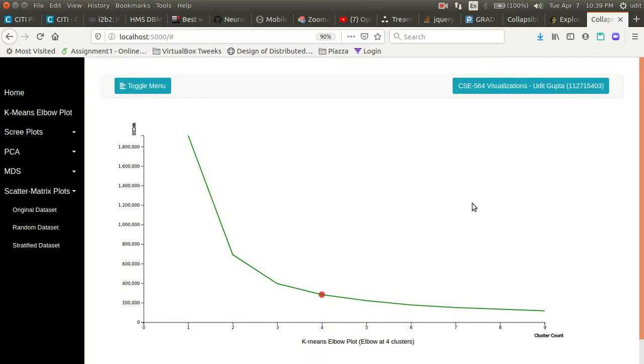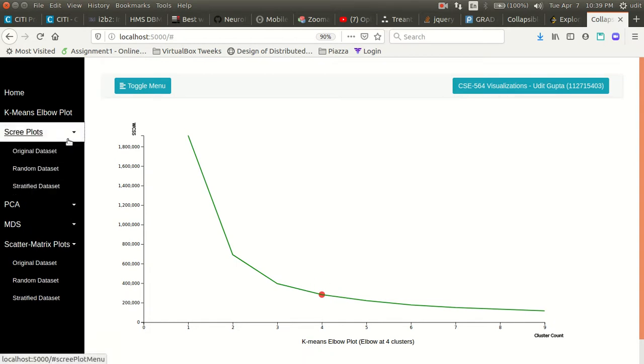The k-means elbow plot is a graph that will tell you what is the right number of clusters to choose for clustering the data. As we can see, it kind of forms an elbow, and at cluster number 4, or 4 clusters, we are getting minimum within cluster error. So we'll go ahead with 4 clusters for stratifying our data set.